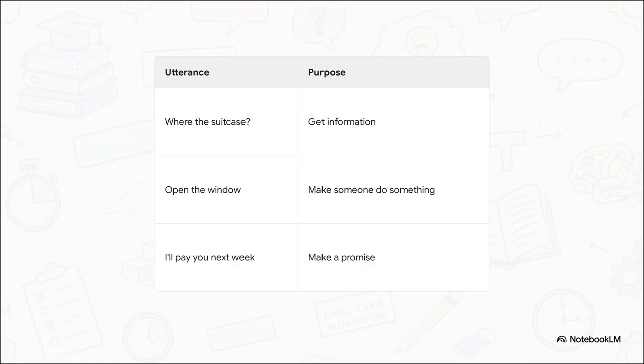Look at how these basic everyday utterances map directly to an underlying purpose. If someone asks, "Where's the suitcase?" the function is obviously to get information. But if a person says, "Open the window," the function isn't just about glass and frames, right? The purpose is to make someone do something. And if someone says, "I'll pay you next week," they're using language to perform the action of making a promise. We do this all day long without even realizing it.